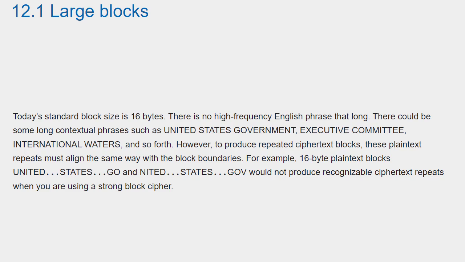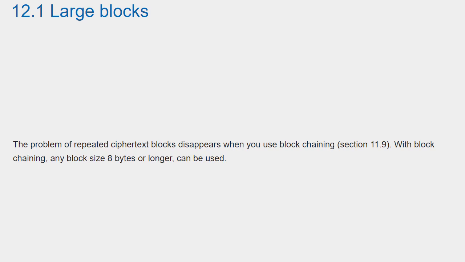However, to produce repeated ciphertext blocks, these plaintext repeats must align the same way with the block boundaries. For example, 16-byte plaintext blocks, United ellipsis States ellipsis Go, and Knighted ellipsis States ellipsis Gov, would not produce recognizable ciphertext repeats when you are using a strong block cipher. The problem of repeated ciphertext blocks disappears when you use block chaining, section 11.9. With block chaining, any block size 8 bytes or longer can be used.